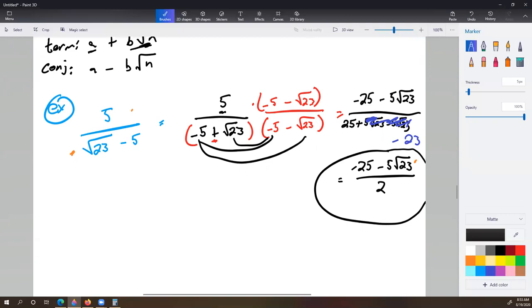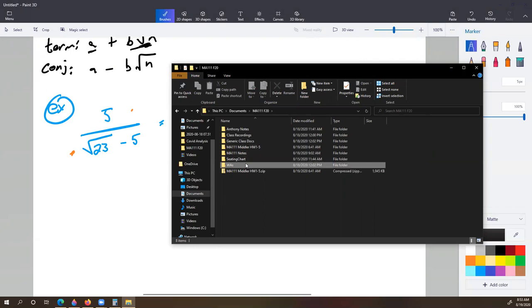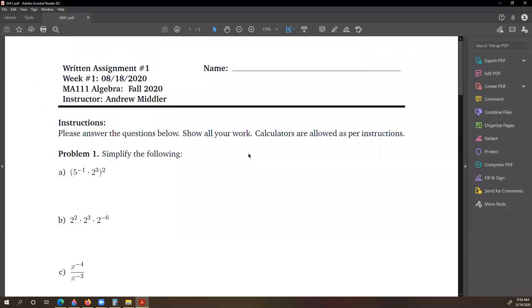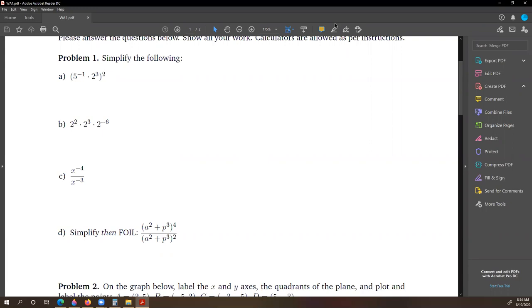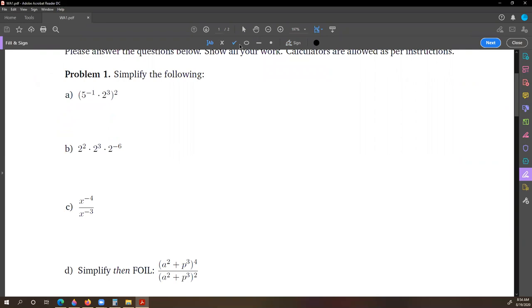Okay, so I'm going to pull up that written assignment here. Written assignment one. Okay, so, hopefully this is going to let me write on the screen. I don't think it is. Maybe it is. Is this going to work? Nope. Okay, so the idea with this, I'm just going to verbally tell you.